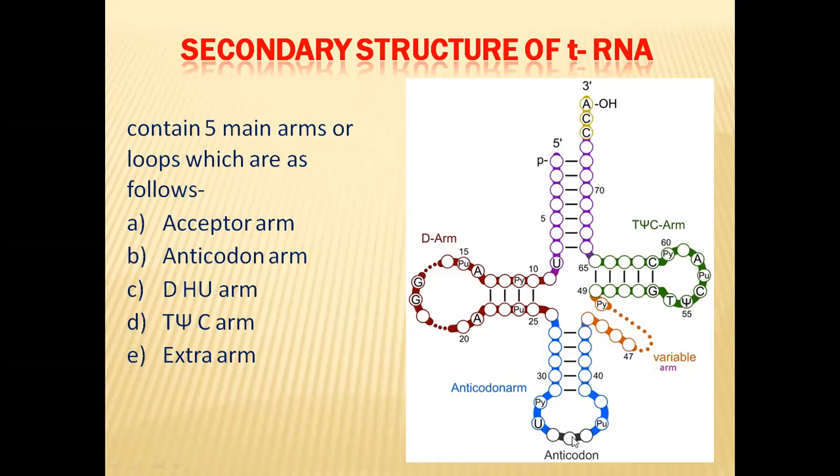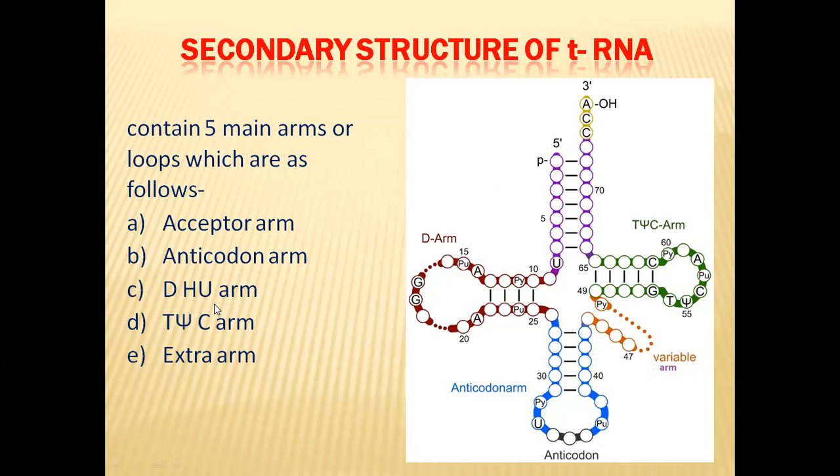Out of these 5 nucleotides, these three are called the anticodon, and these anticodons are complementary to the codons of the mRNA. So mRNA is linked to this tRNA here at this anticodon region. As this arm possesses the anticodon, it is called the anticodon arm.